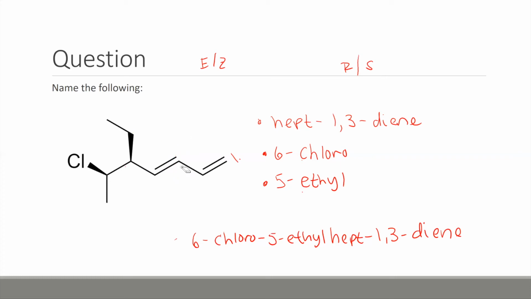Remember, I have to tell you where the E configuration is. It's on the double bond that starts at number 3. So this would be 3E.